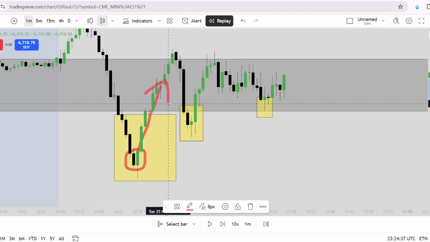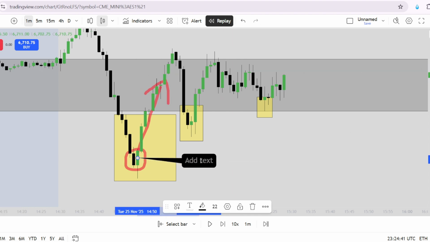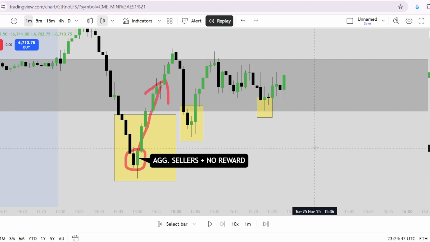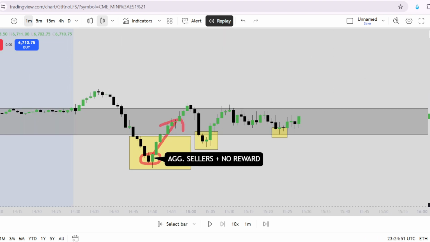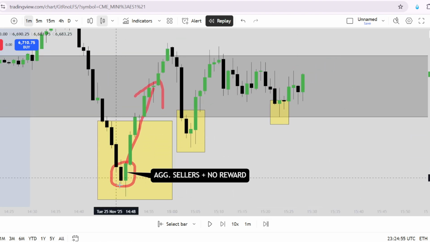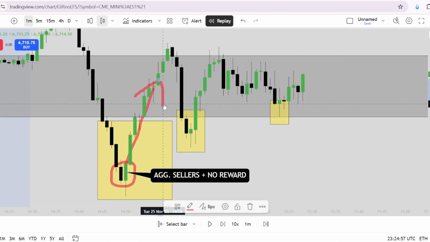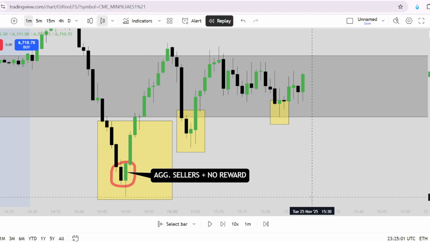Think about that from a hyper-logical perspective, even if you're new to order flow. What we see here is aggressive sellers plus no reward, right? No reward. Because if they were successful, we would have continued going down to probably the next level, which was somewhere down there. I can't even remember now. So that was the first indication of sellers beginning to fail, right? Aggressive sellers unable to sustain lower prices.